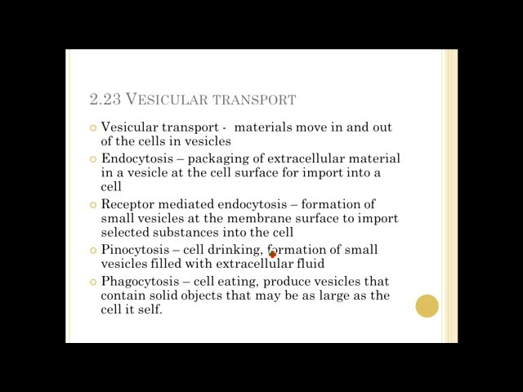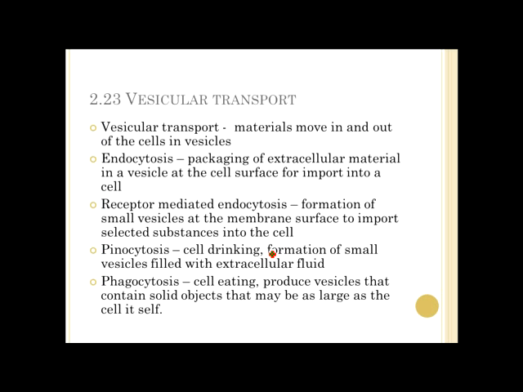These little things called ligands will form around the substance whenever it hits this specific receptor on the cell surface, and it will cause the cell membrane itself to envelop the substance that it needs to get inside the cell. Pinocytosis is another example of endocytosis, which is formation of a small vesicle filled with extracellular fluid. So I need a little bit of a drink, so the vesicle forms around the extracellular fluid and brings it in. And then phagocytosis, which is cell eating, produces vesicles that contain solid objects that may be as large as the cell itself.